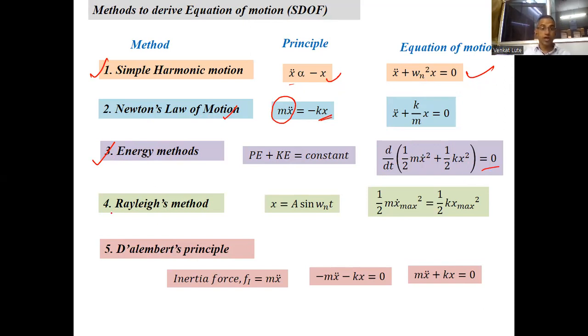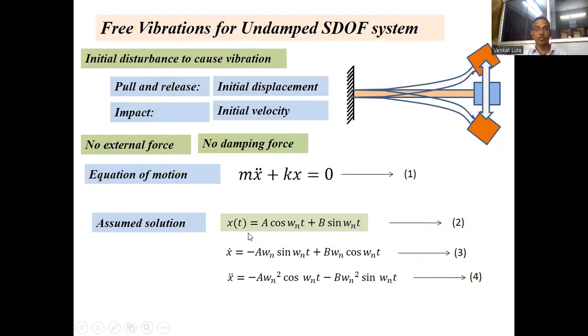We can also use Rayleigh's method, wherein you assume a certain solution, differentiate that, and use the Rayleigh method to get the equation of motion again. Or you can use D'Alembert's principle directly, where the inertia force, damping force, and spring force are internal forces, and P of t is the external force, and equating them gives the equation of motion. So these are five ways we can derive the equation of motion.